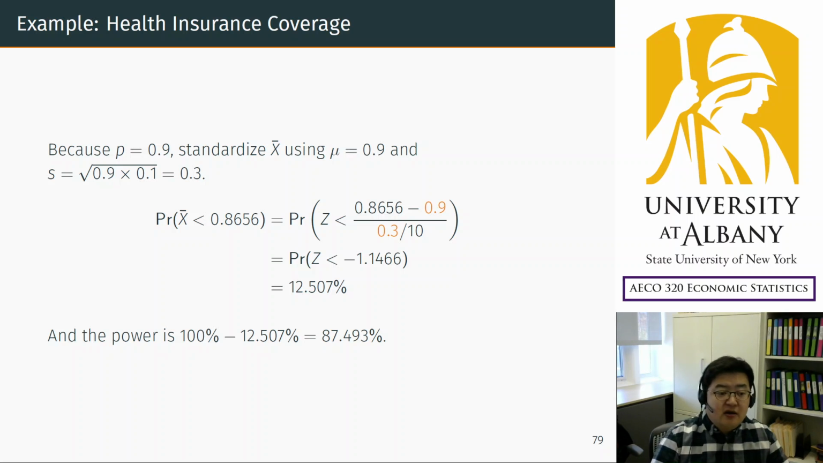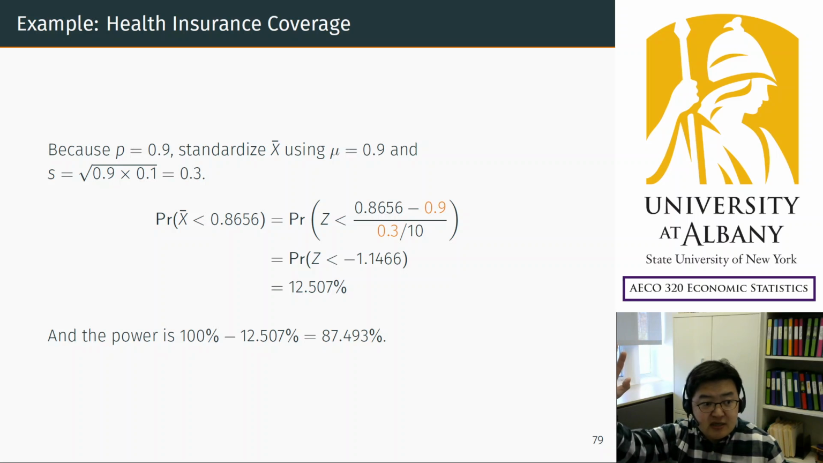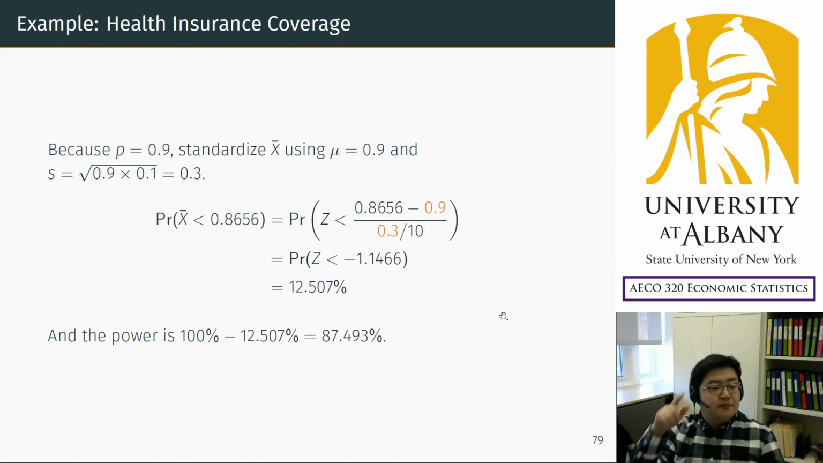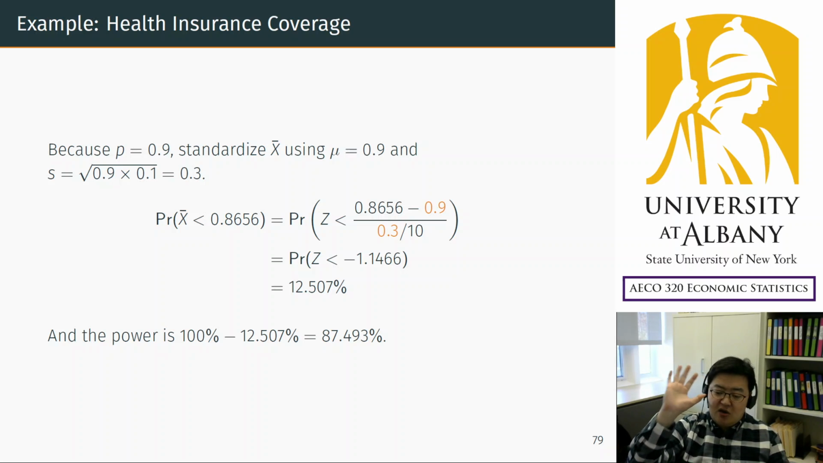That means even if the health insurance coverage increased from 80% to 90%, you may not be able to see the difference from the data with this much probability. Quite high, right? In other words, the power is about 87.5%. With 87.5%, you can clearly detect there is a difference, a positive effect from the policy.